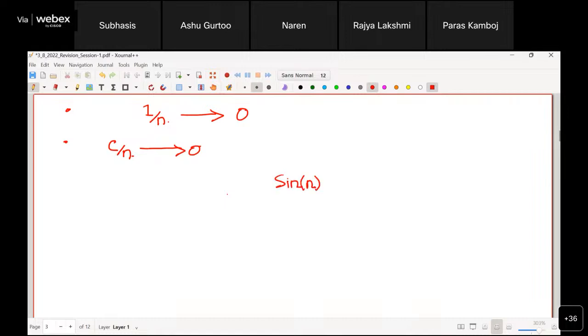Suppose I take sine n by n. What will be the limit of this sequence? 0, sir. 1, sir. Someone said 1, someone said 0. Why is this 1? We can apply L'Hospital's rule. Otherwise, also we know that sin x is always a bounded function. Okay, just a minute. Sir, this is 0. Yeah, this is 0.